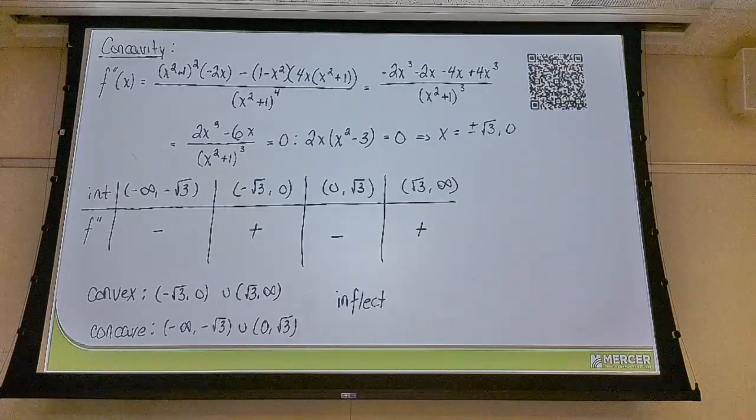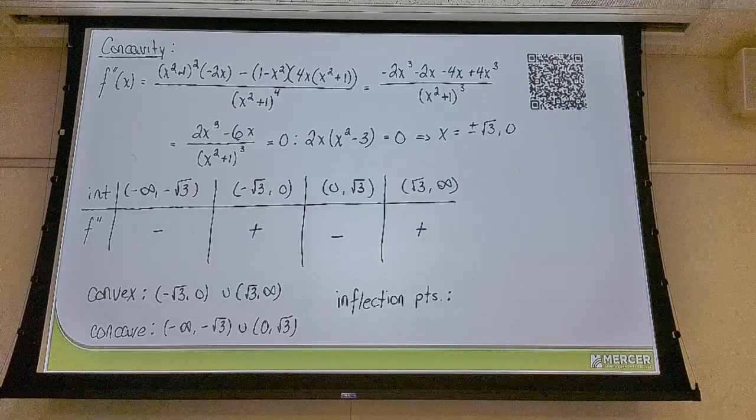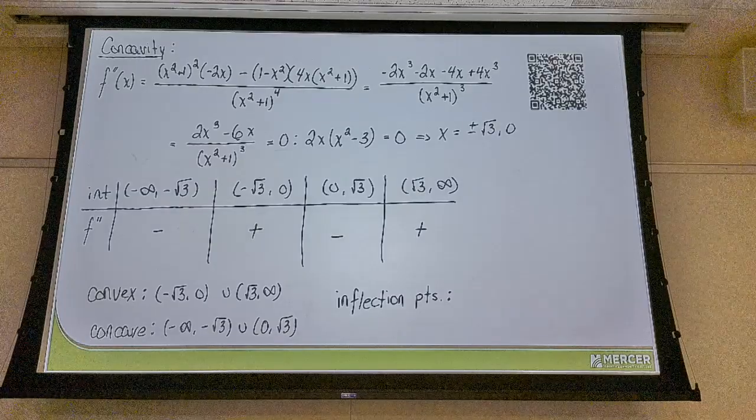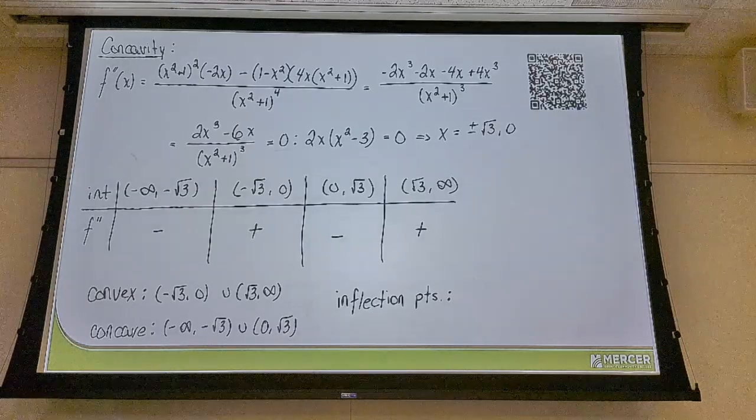I think we're missing something. We shouldn't be missing anything. Isn't it concave from square root 3 to infinity? It's not. What does it mean to be concave down? F double prime is what? Negative, negative. Positive, positive. Right. A function also cannot be both up and down at the same time.